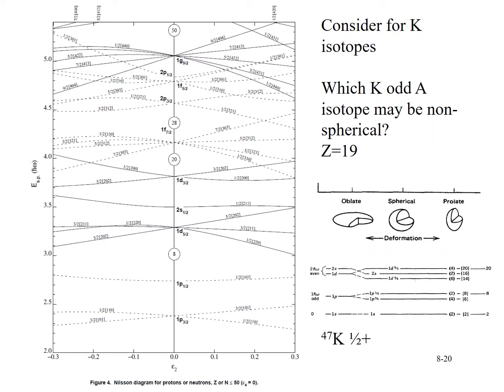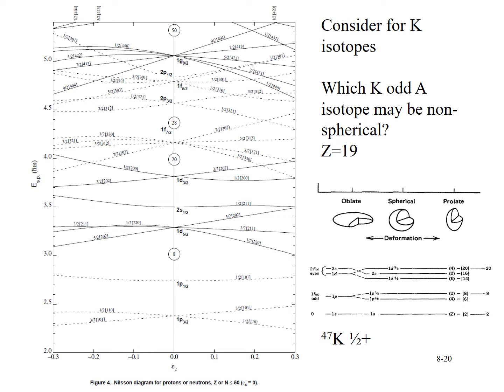We can do another example for potassium isotopes. Let's consider odd A potassium isotopes, so the unpaired nucleon is from the proton. Potassium has 19 protons. From the shell model, the 19th proton is living in this 1d 3/2 state. So we would expect a spherical potassium isotope to have a spin of 3/2 and a positive parity.